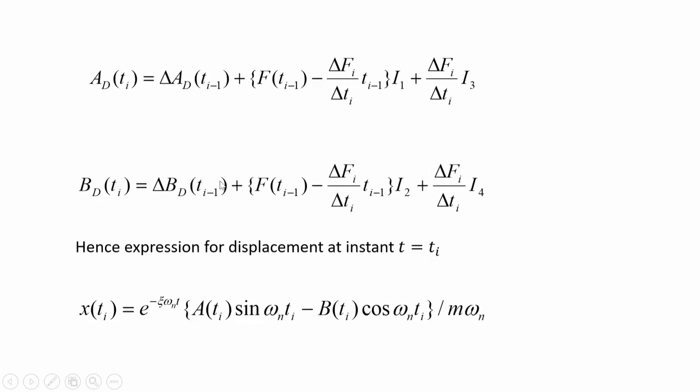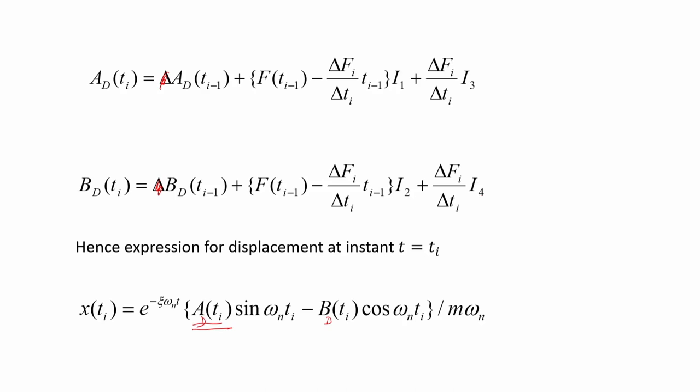Okay. So once we get this, we can get the parameter of the response A(ti), and because it is a damped system, we are assuming a subscript d. So A_d(ti) is equal to A_d(ti minus 1) plus [F(ti minus 1) minus del Fi by del ti into ti minus 1] into I1 plus del Fi divided by del ti into I3. B_d(ti) is equal to B_d(ti minus 1) plus [F(ti minus 1) minus del Fi by del ti into ti minus 1] into I2 plus del Fi by del ti into I4.